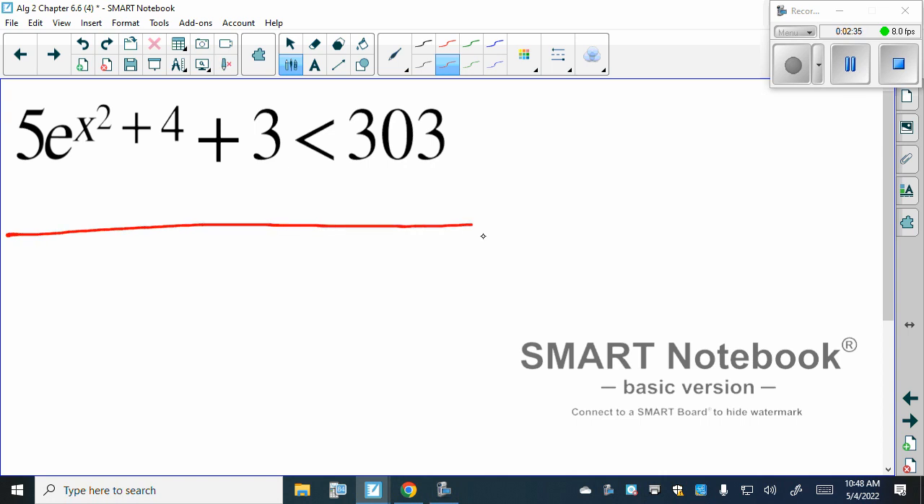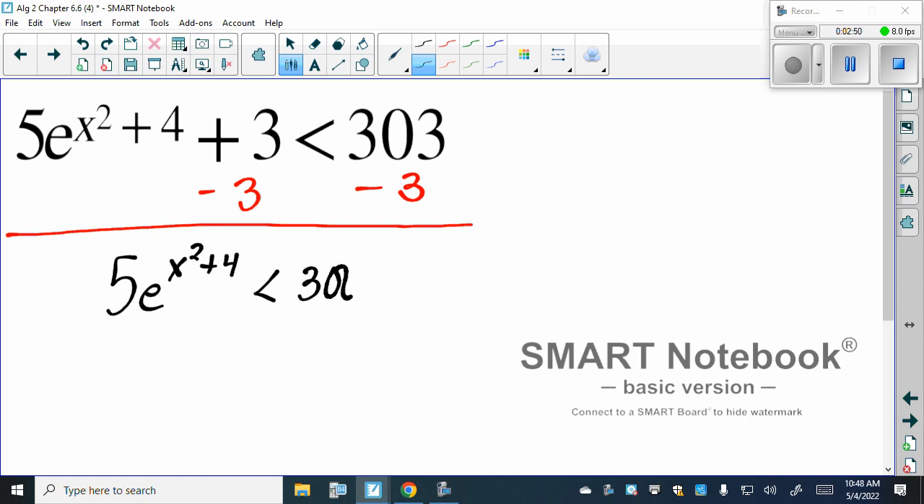So what can we do first? We can subtract 3 from both sides, which will tell us that 5e to the x squared plus 4 is less than 300. That's why it doesn't work.